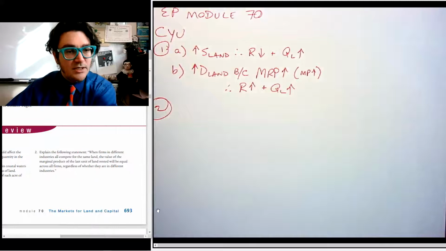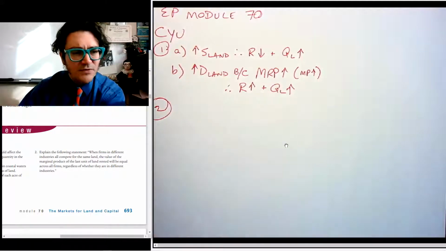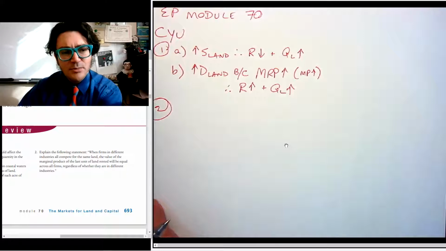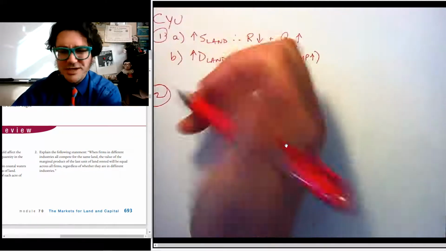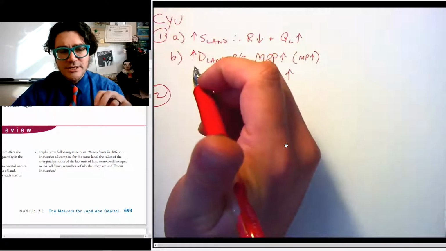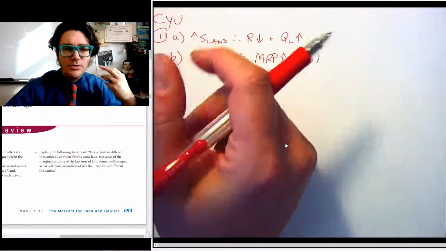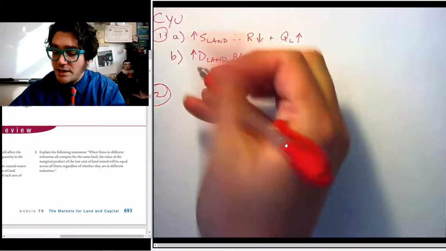Scroll over a bit. Explain the following. When firms in different industries all compete for the same land, the value of the marginal product of the last unit of land rented will be equal across all firms, regardless of whether they are in different industries. Well, that is true. The short answer is because of something called marginal productivity theory, which is talked about in this section a little bit, and it comes back. We'll learn it in 5.3, which is about income and inequality.